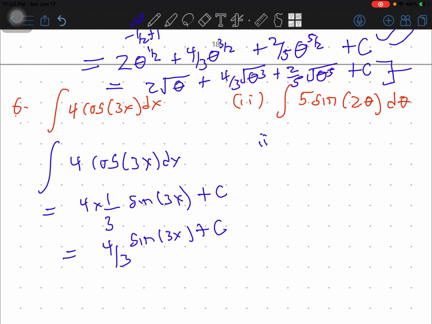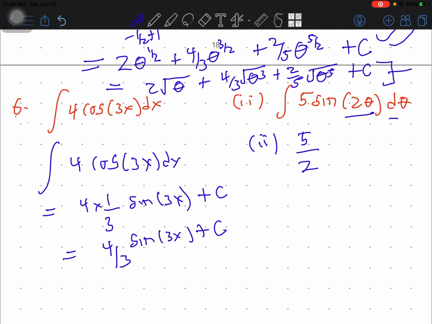So the next one is the II, which is 5 sine 2 theta. So as I said, differentiate whatever is in the brackets and then you divide. So now we are going to get 5 over 2, because when you differentiate 2 theta, or 5 sine 2 theta with respect to theta, which is the theta here, we are going to get 2, and the 2 you divide, and then when you integrate sine, you're going to get negative cos. So multiply by negative cos 2 theta, and then plus c. So therefore we are going to get negative 5 on 2 cos 2 theta plus c.